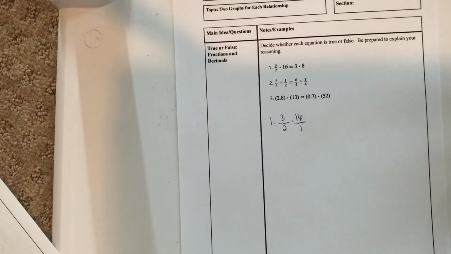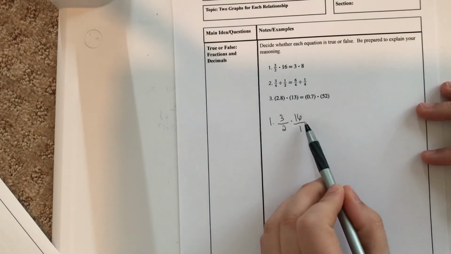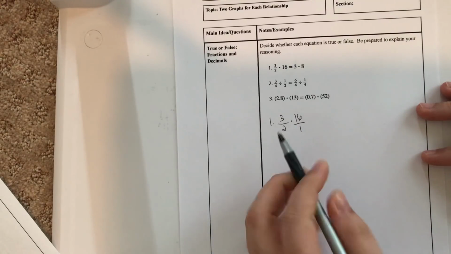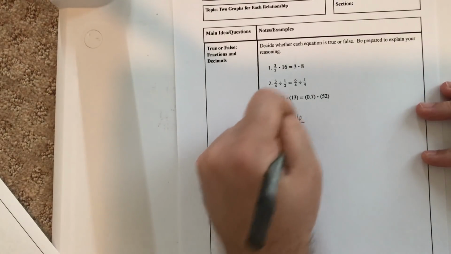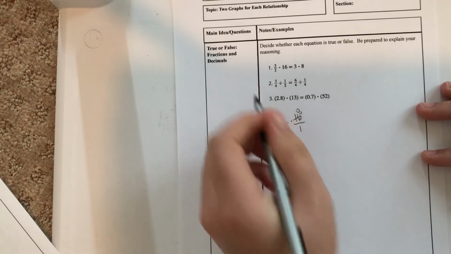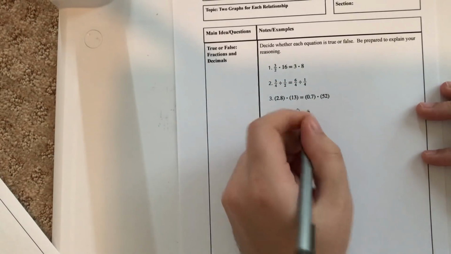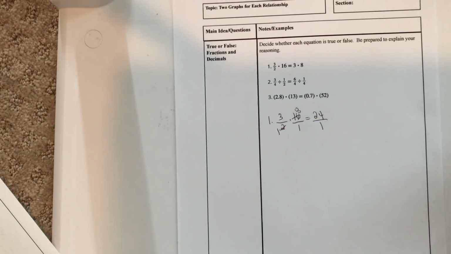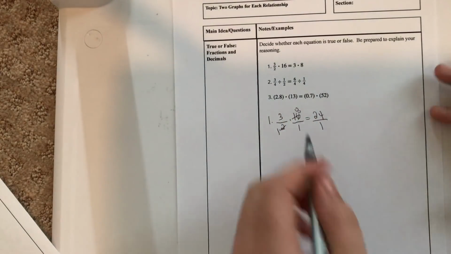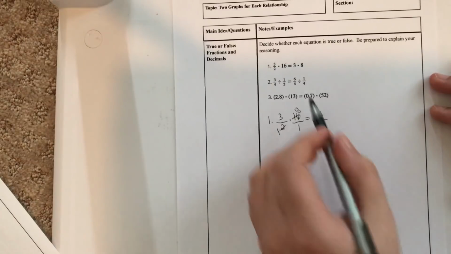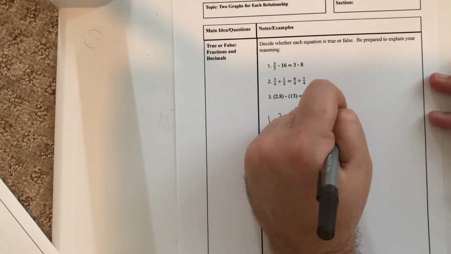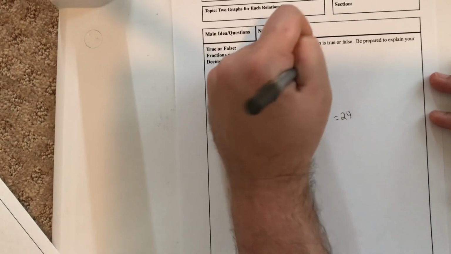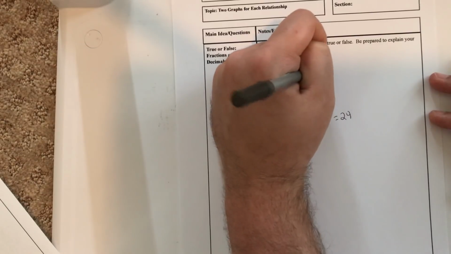I'm going to first look to see if there are any relationships across from each other, and I see that I can divide 16 by 2 and I can divide 2 by 2. So I'm going to go ahead and do that. This gives me 3 times 8, which is 24 over 1, and we should know that that just equals 24. Then I look at the second part of the equation, which says 3 times 8, which is also 24. So those things do equal each other, so this one is true.